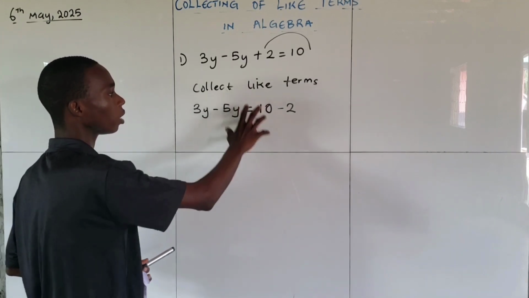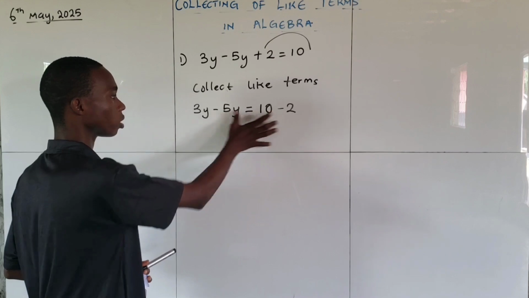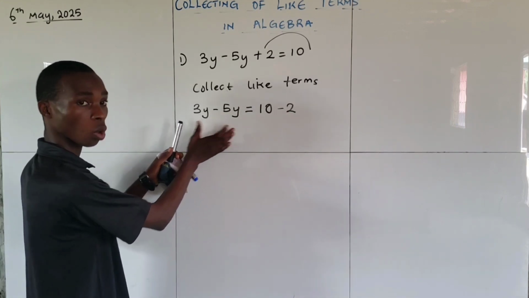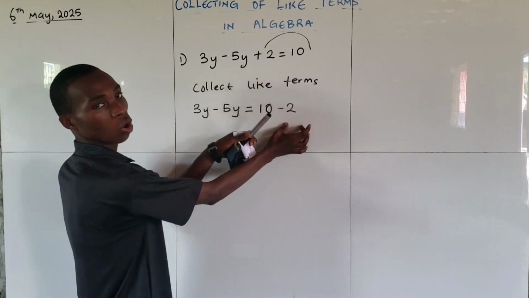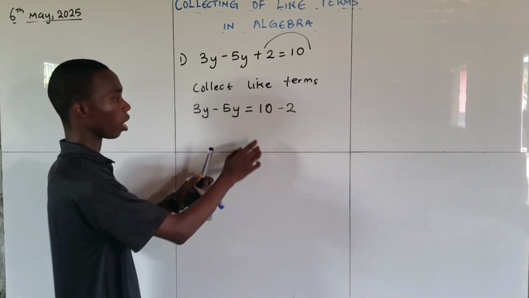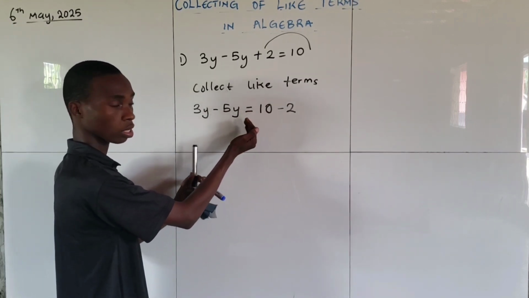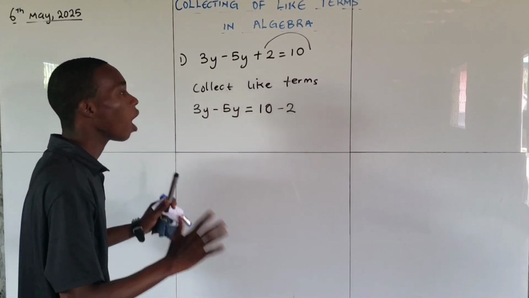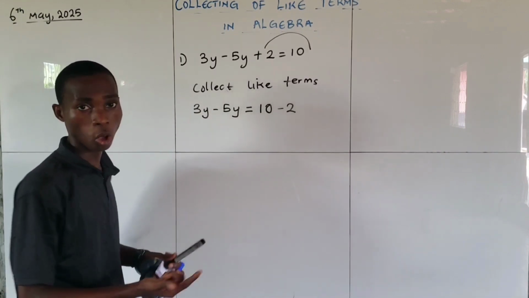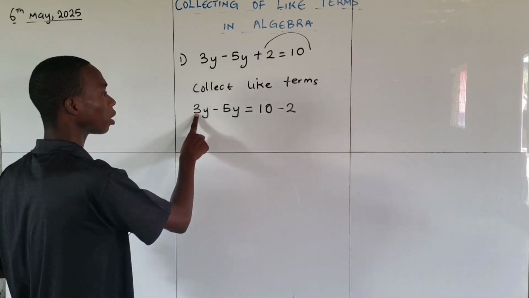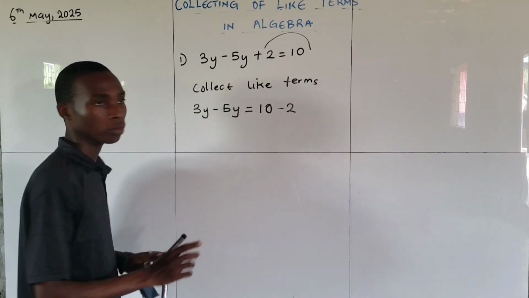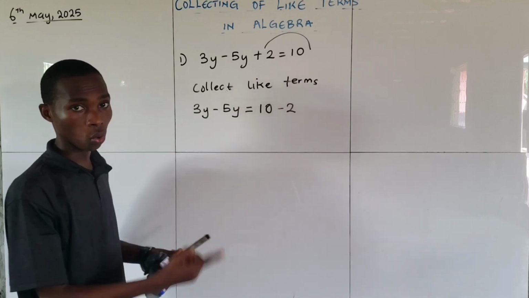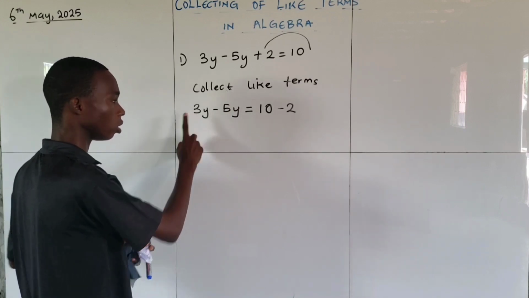Now, you have succeeded in collecting like terms, and all of this is arranged. You are seeing that the coefficient will be on one side, and the constant on the other side, and this equal to sign is the one that is separating the coefficient from the constant. So you have seen that. Now, having done that, we move to the solving. Now, if we have 3y minus 5y, I told you that this minus 5 here is the one you are owing, and this 3 here is the one you have.